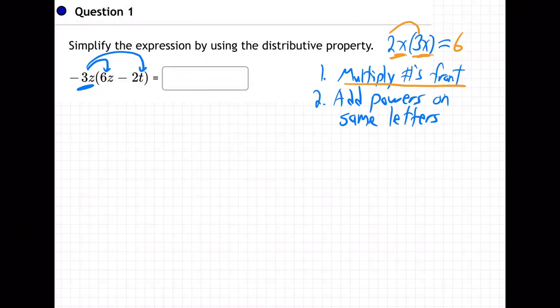What do you mean add the powers? Well, I don't see any powers. Well, remember, there's an invisible 1 power on both of those x's. So that's going to make it x squared, and that's the answer.